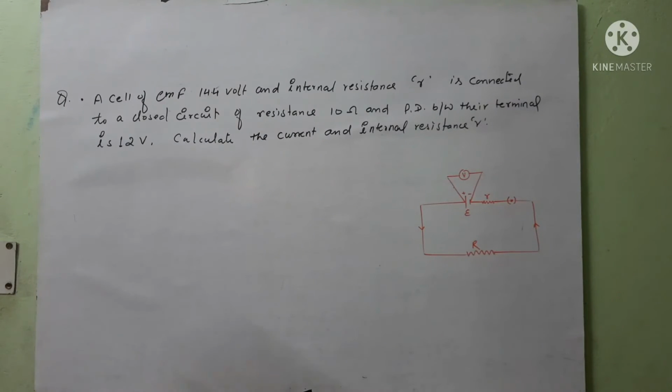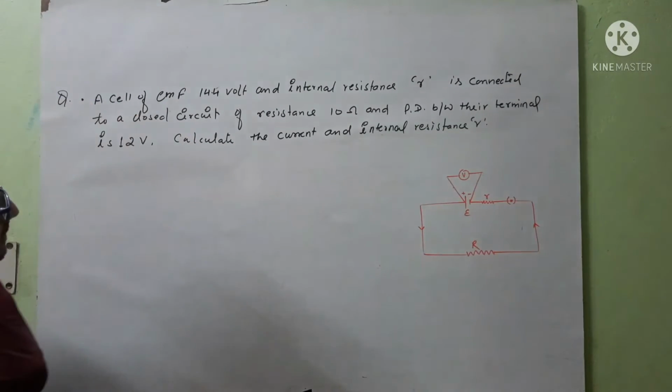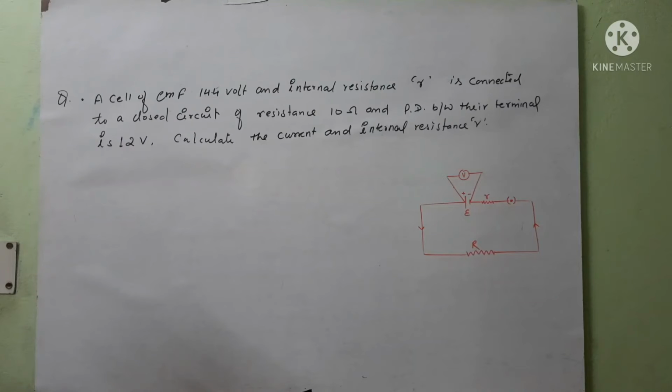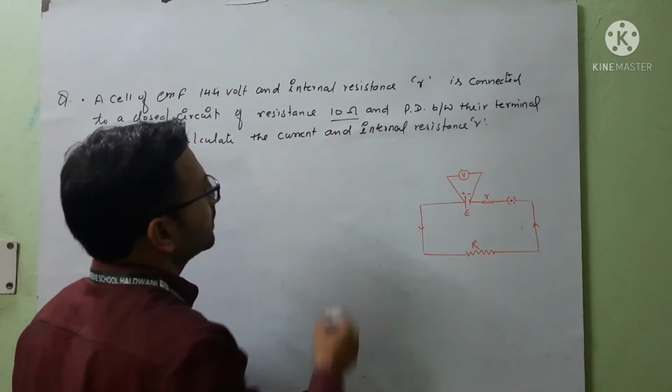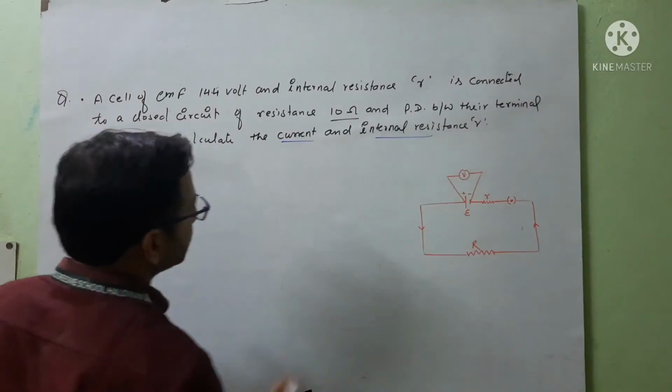Okay students, this is the numerical based on today's topic, in which we will calculate the internal resistance and the current in the given circuit. The diagram is shown in front of you and the given statement is written here. A cell of EMF 4.4 volt and internal resistance small r is connected to a closed circuit of resistance 10 ohm, and the potential difference across the terminal is 12.12 volt. Calculate the current and the internal resistance of the cell.